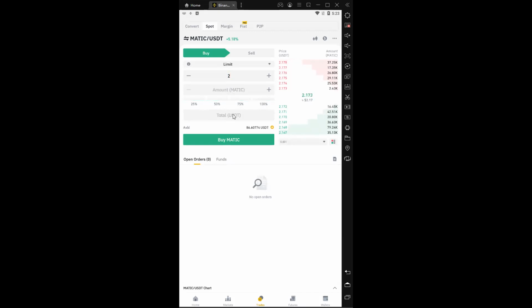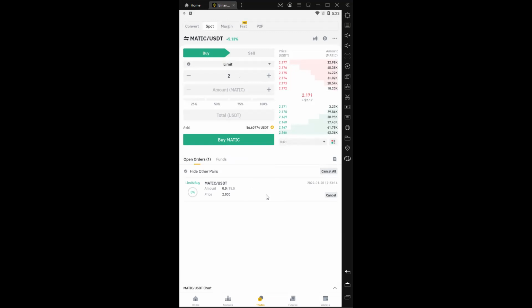Or if you want to type the amount you want to spend, maybe I don't want to use any of these 25, 50, maybe I just want to spend $30. So I just type the amount in USDT and it will show me. So after I've done that, I'll click buy. So when I click the buy button, because the current market price is not the price I want to buy it at, it will create a limit order, an open order for me.